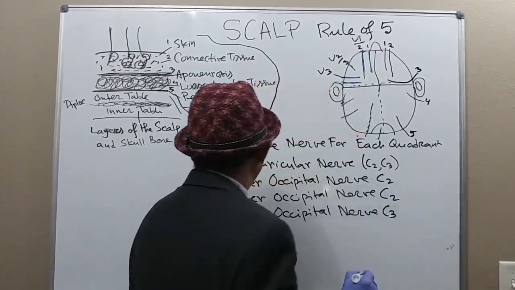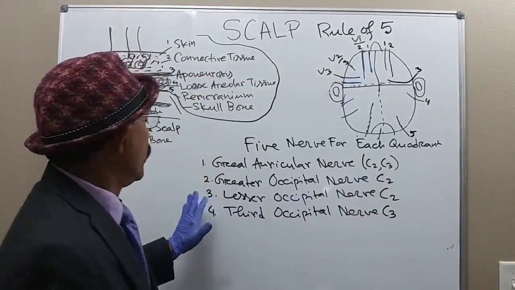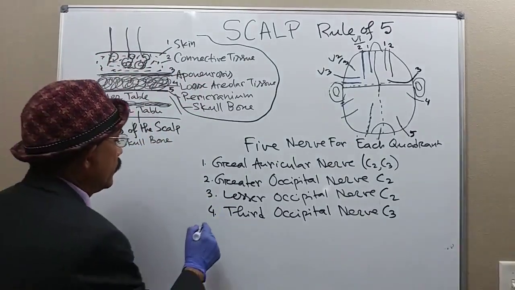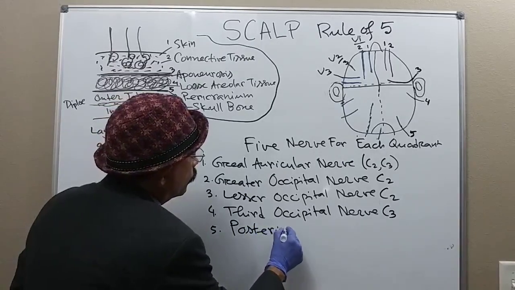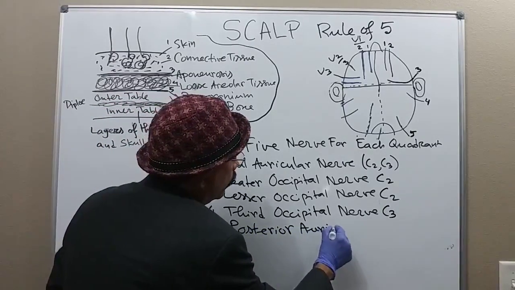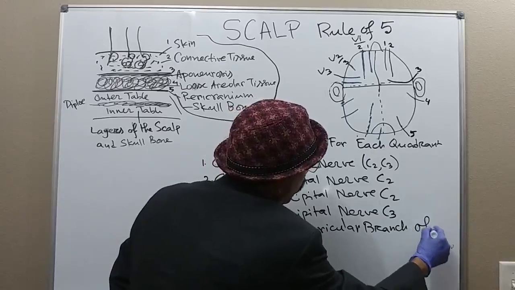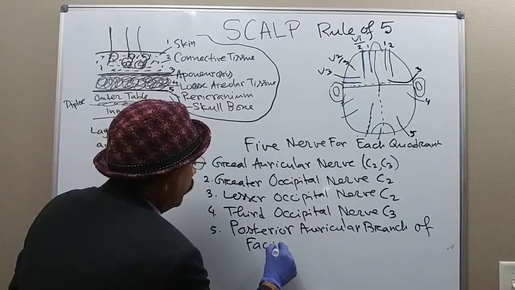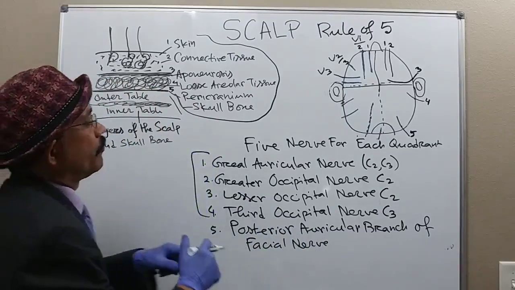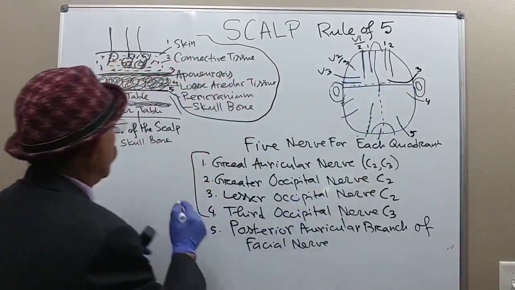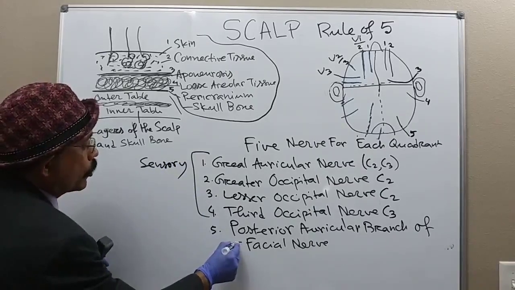Okay, so you got all sensory for this quadrant, like this quadrant. But we need one motor, that is the posterior auricular branch of the facial nerve. Okay, so these are sensory again for this quadrant, that quadrant. Sensory. This is motor.